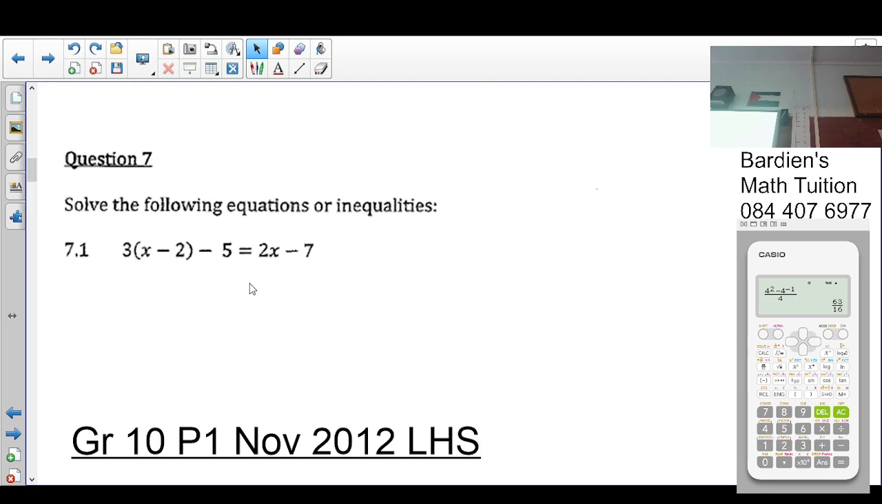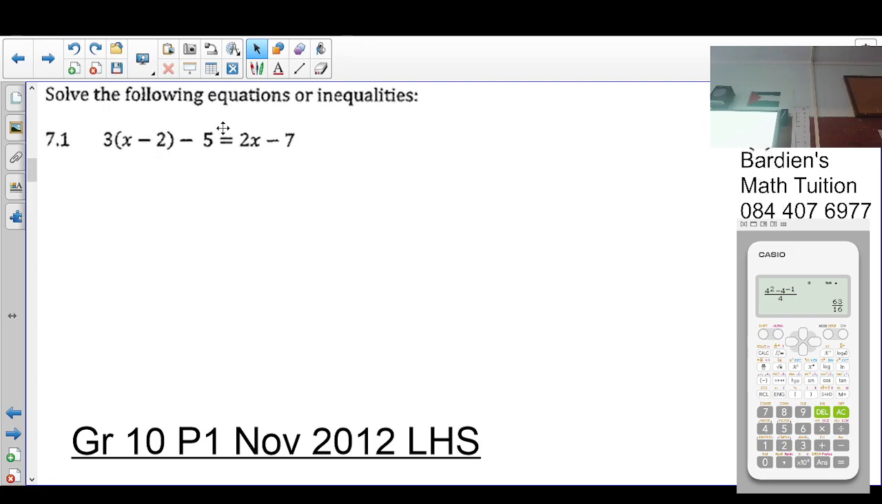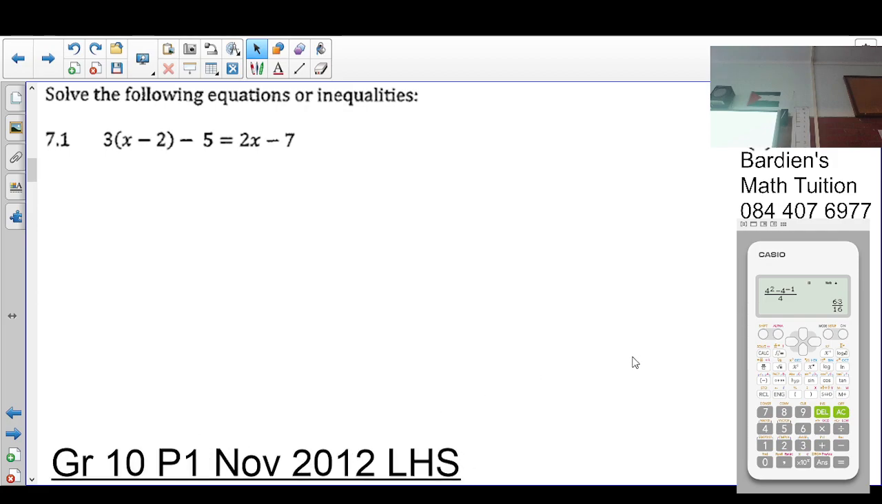Well, question 7, equations. It's a beautiful paper, no? Easy. Imagine.